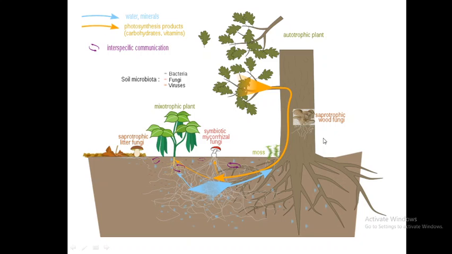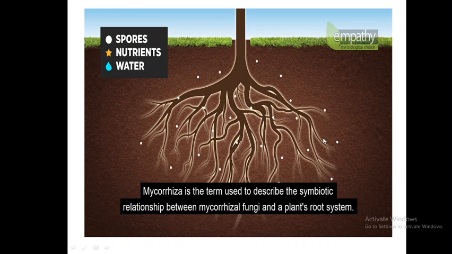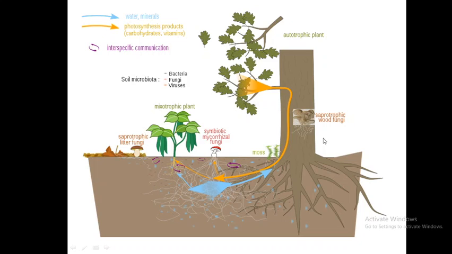Now, the second one, ectomycorrhiza. Ectomycorrhiza are associations where fungi form a mantle around roots. There is no hyphal penetration of cells. Fungal hypha is generally separate. A distinct Hartig net is present between the cells. Now, the third one, ectendomycorrhiza.